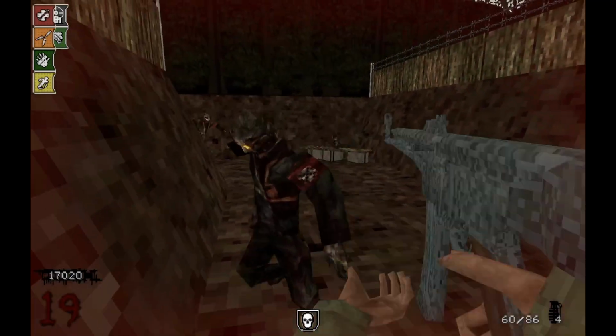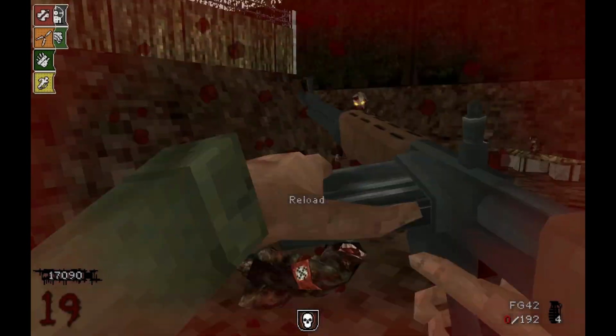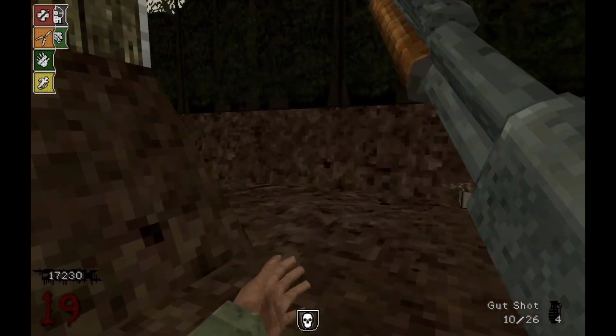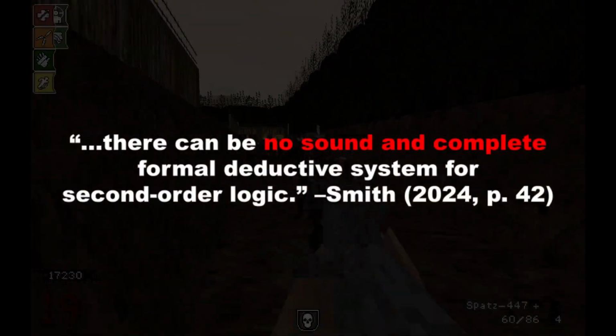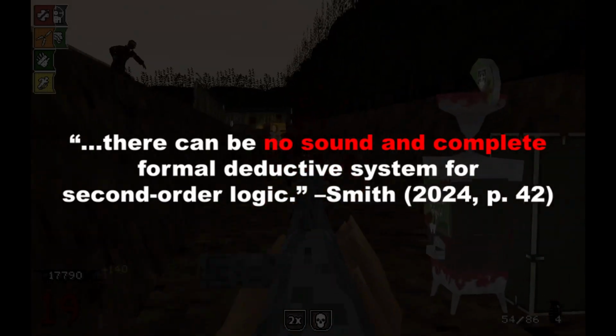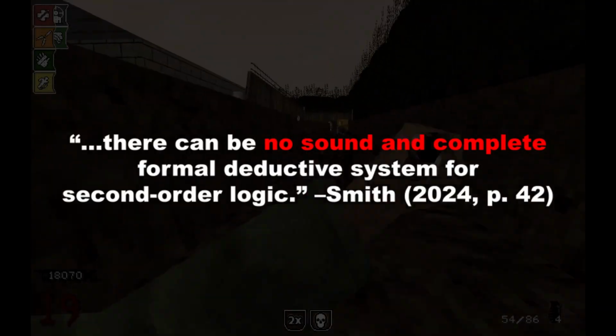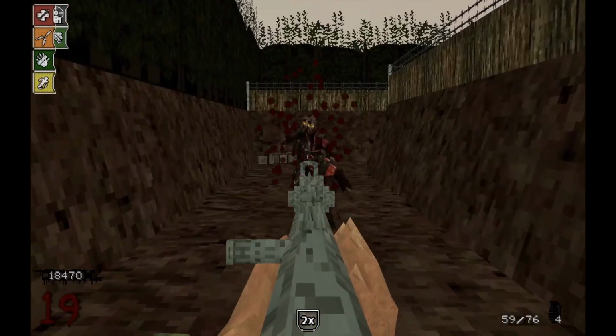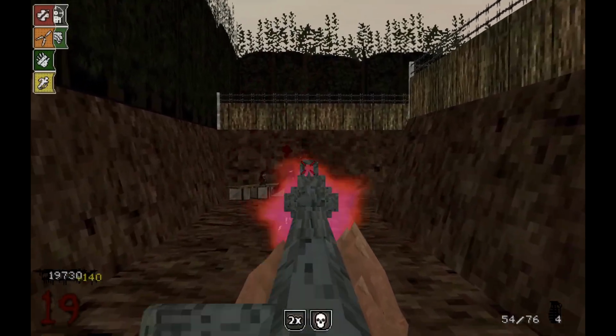Now, you might be wondering, why not just use second order logic only? Why did I even bother with first order logic? Well, the reason is basically that there's no complete and sound formal deductive system for second order logic. So it's incomplete. More work needs to be done. So although second order is good, first order is likely going to be sufficient for most arguments.